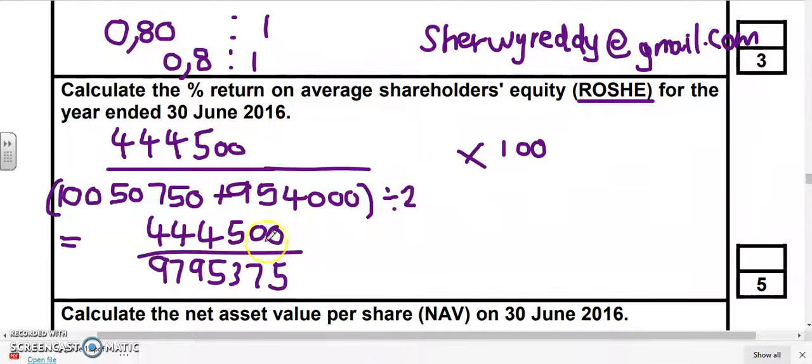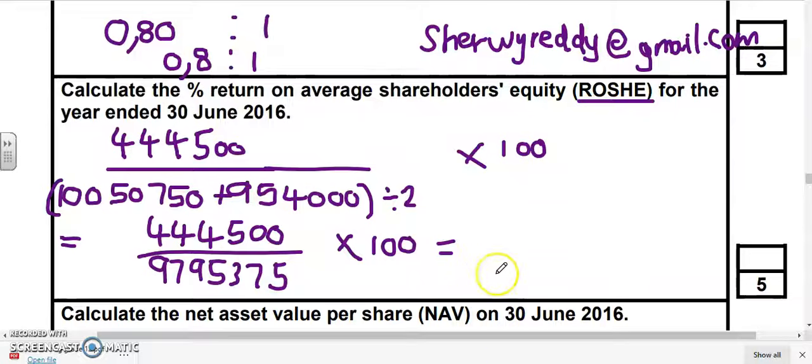Right, when you add these two and then divide by 2, and then you times it by 100, and you should end up with a percentage. I'm going to do that now and check it. So I'll take 445,100 divided by 9795375 equals, times 100.